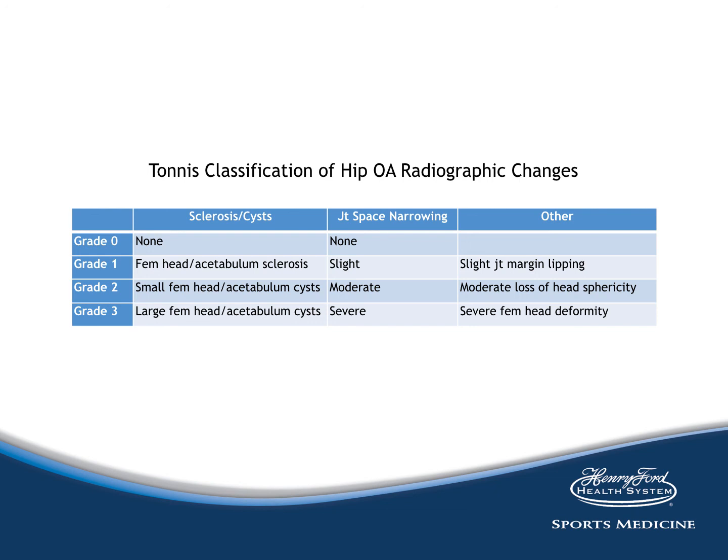As we progress into grade 2 change, there are small cysts that are noted, along with moderate joint space narrowing and moderate loss of the head sphericity. And then grade 3 changes are severe joint space narrowing, severe head deformity, and large head and acetabulum cyst formation.